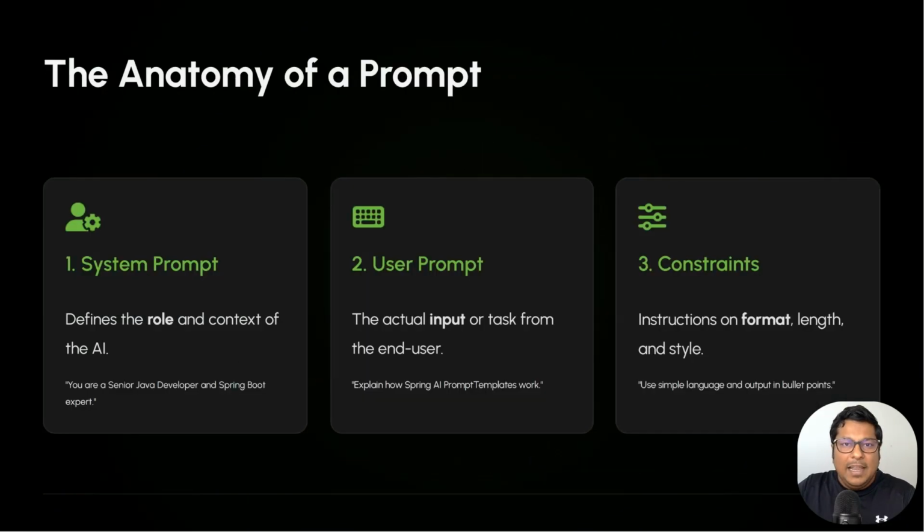In Spring AI, we usually think of a prompt in three parts. First is the system prompt. This defines the role of the AI. Second is the user prompt. This is the actual input from the user. And the third is instruction or constraints. These three together form a strong prompt.